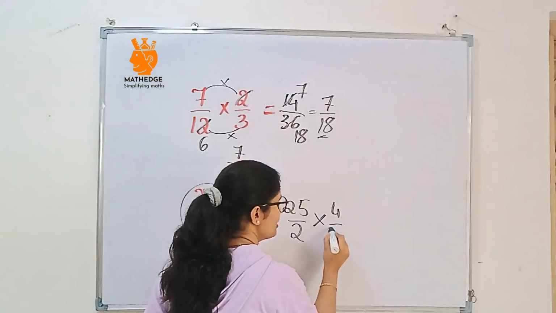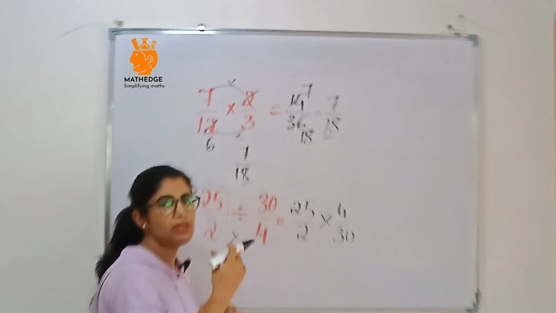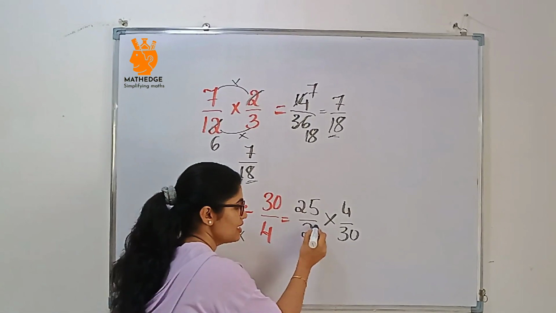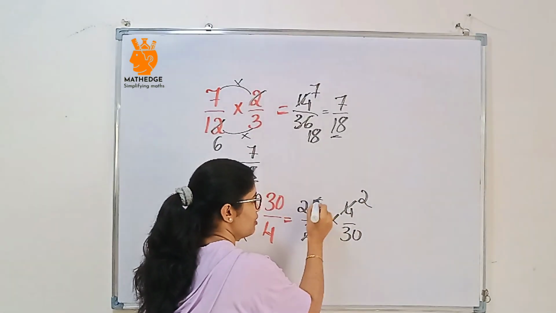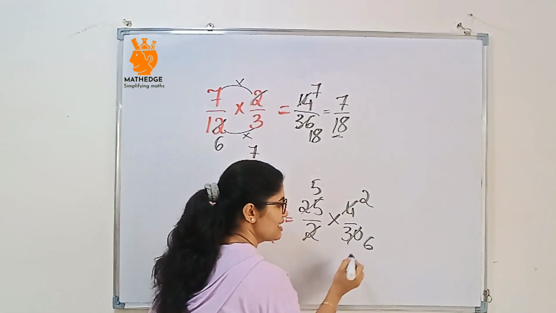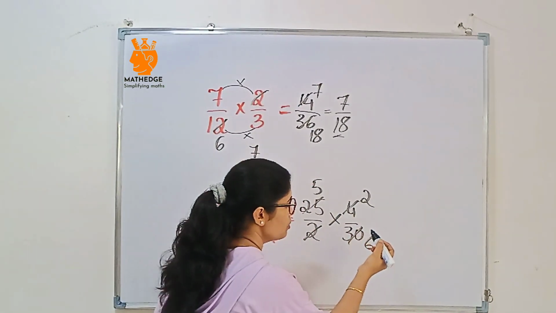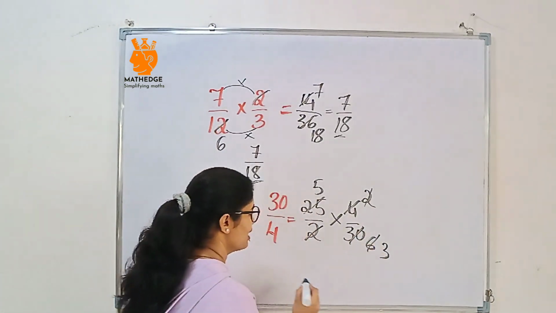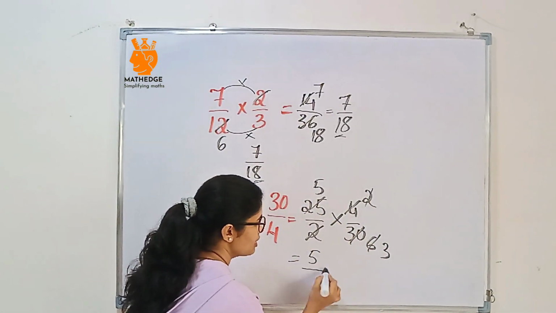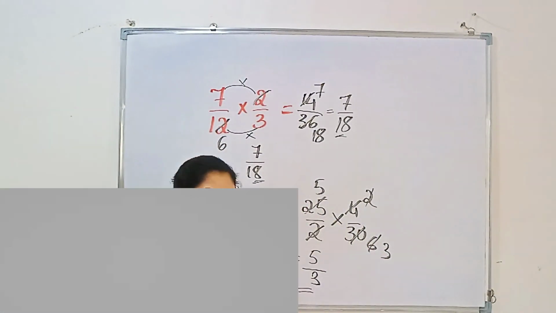Means 4 over 30. Then if it can be cancelled by the same table, cancel it. See, 2 1s are 2, 2 2s are 4, 5 5s are 25, 5 6s are 30. Yes, again it may go, 2 1s are 2, 2 3s are 6. Then 5 divided by 3. So this is our answer.